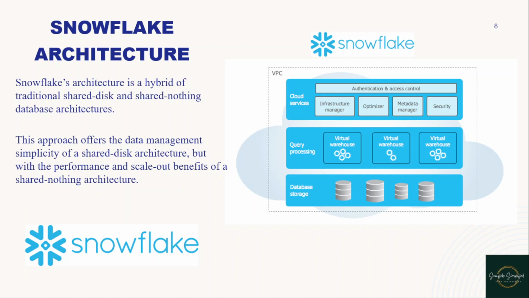So here we can see the three layers that Snowflake basically consists of. The first layer is the database storage layer. Of course, we know that the data is not stored in Snowflake itself, but, for example in our case, it is stored in an Amazon S3 bucket.